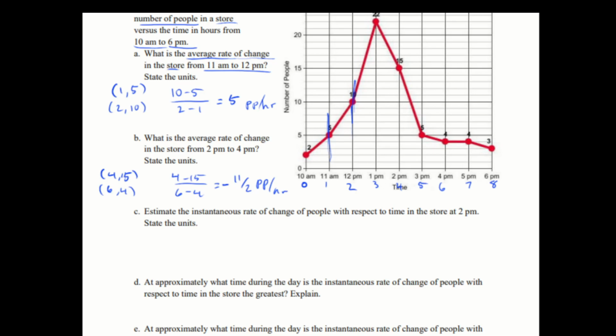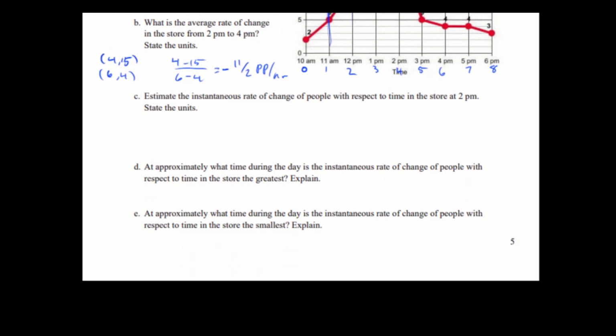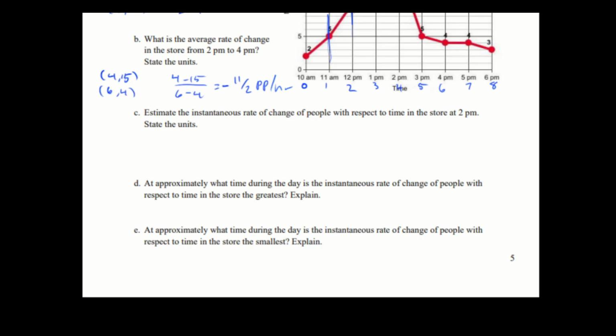We're thinking, how do we have negative people per hour? Well, that just means our number of people will be going down. Our negative 11 over 2 is not a value, but it's a slope. It's a rate of change, right? We're decreasing by 11 over 2 people per hour between 2 p.m. and 4 p.m.